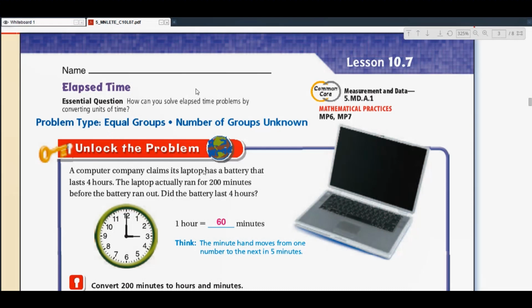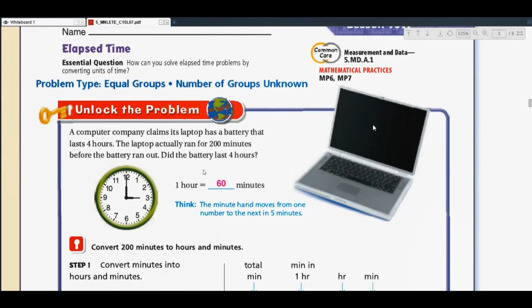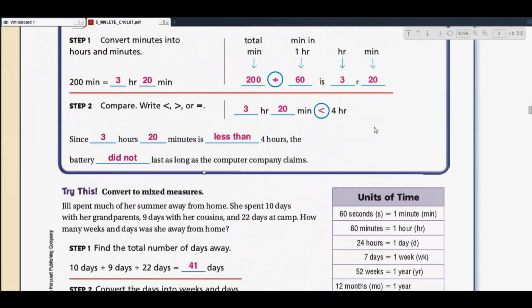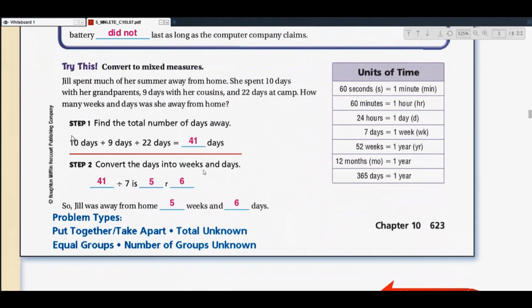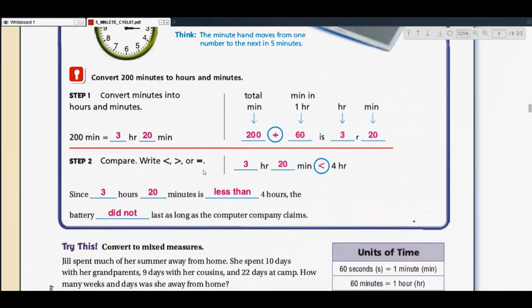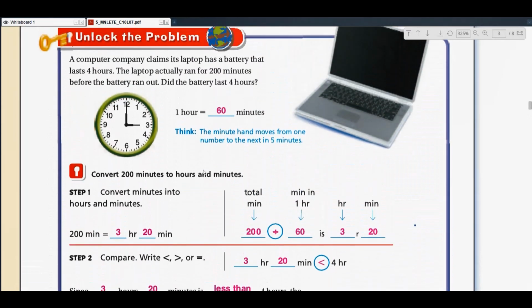Okay, today we are going to talk about elapsed time, lesson 10.7. Let's open your book, page 623. Okay, we are talking about time today. Okay, what does it mean time?